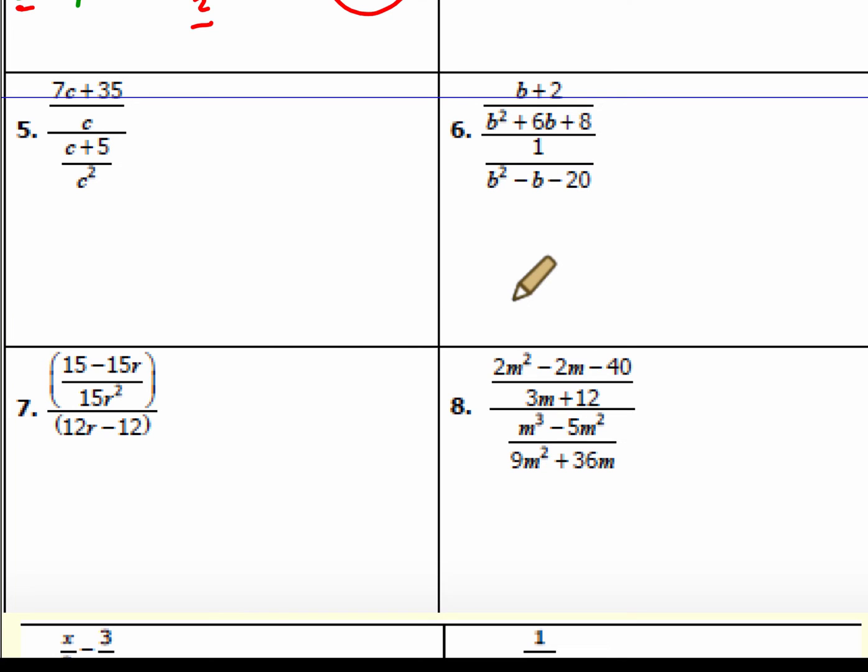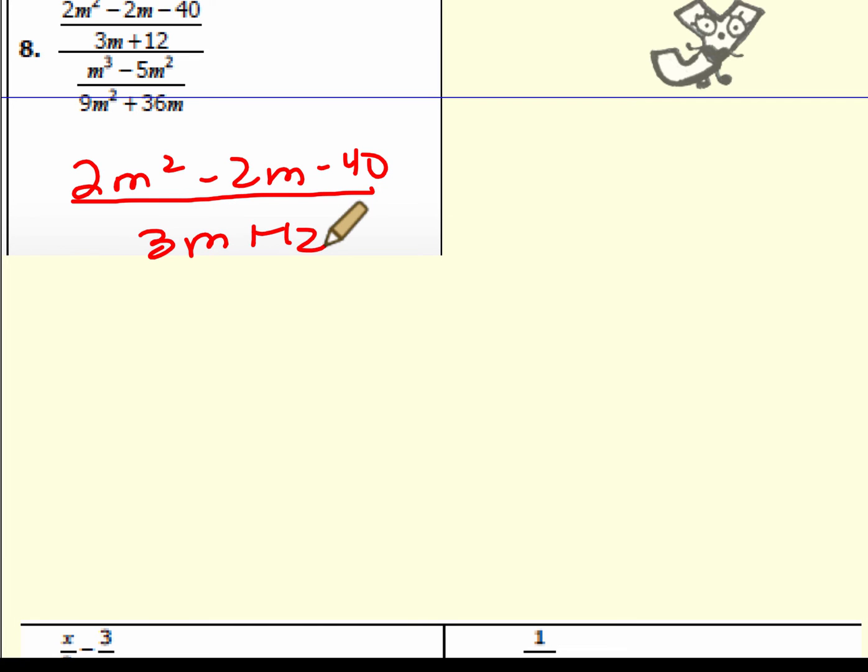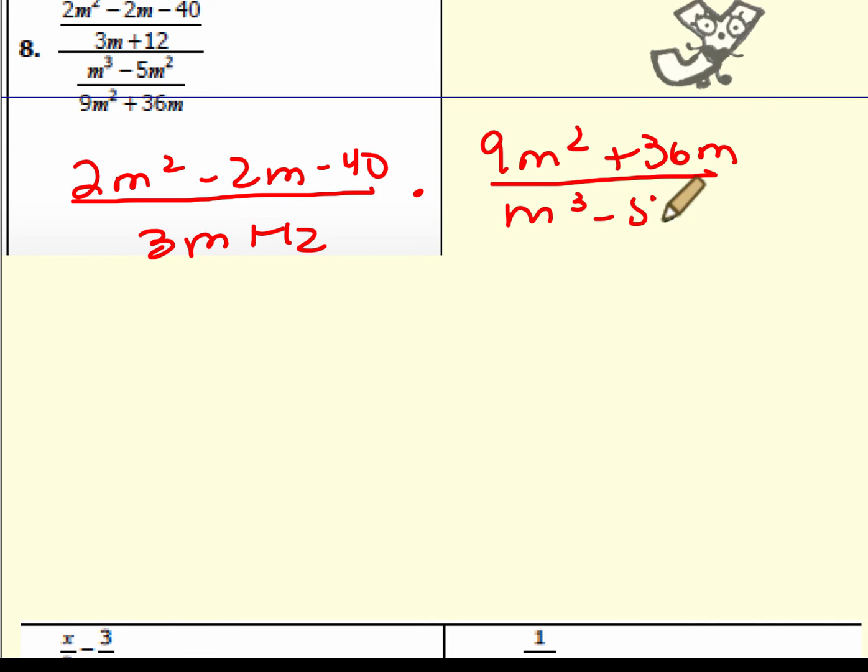Now we're going to look at number 8, which has a little bit more factoring to do, and it's a bit more complicated. The first thing I'm going to do in number 8 is rewrite this so I have two fractions: 2m squared minus 2m minus 40 over 3m plus 12, and I'm going to rewrite it as times the reciprocal: 9m squared plus 36m over m cubed minus 5m squared.